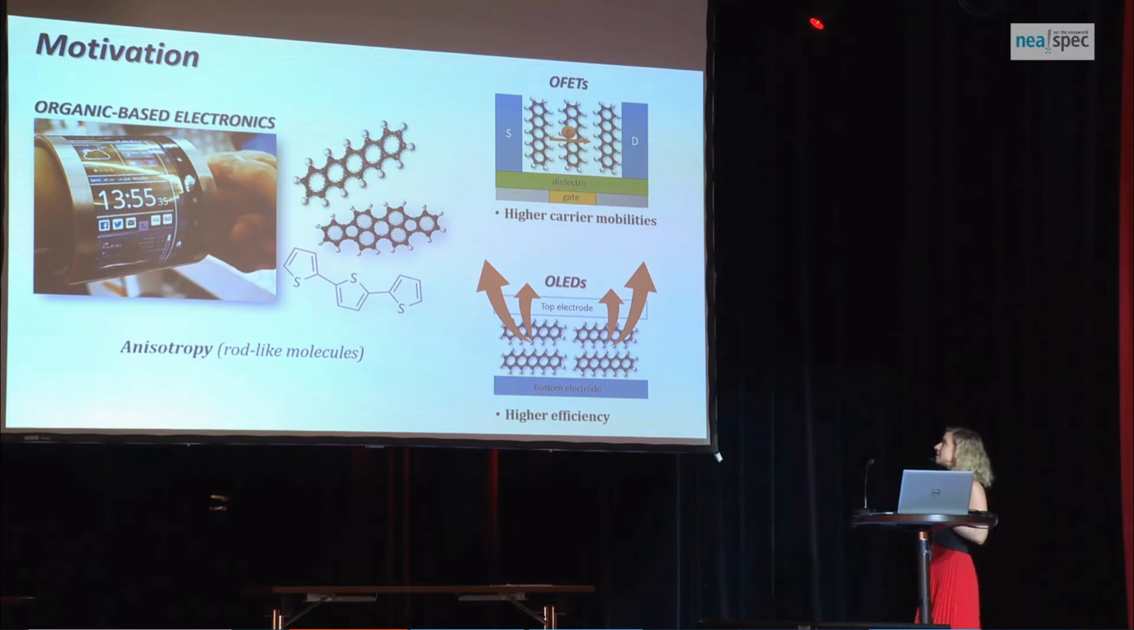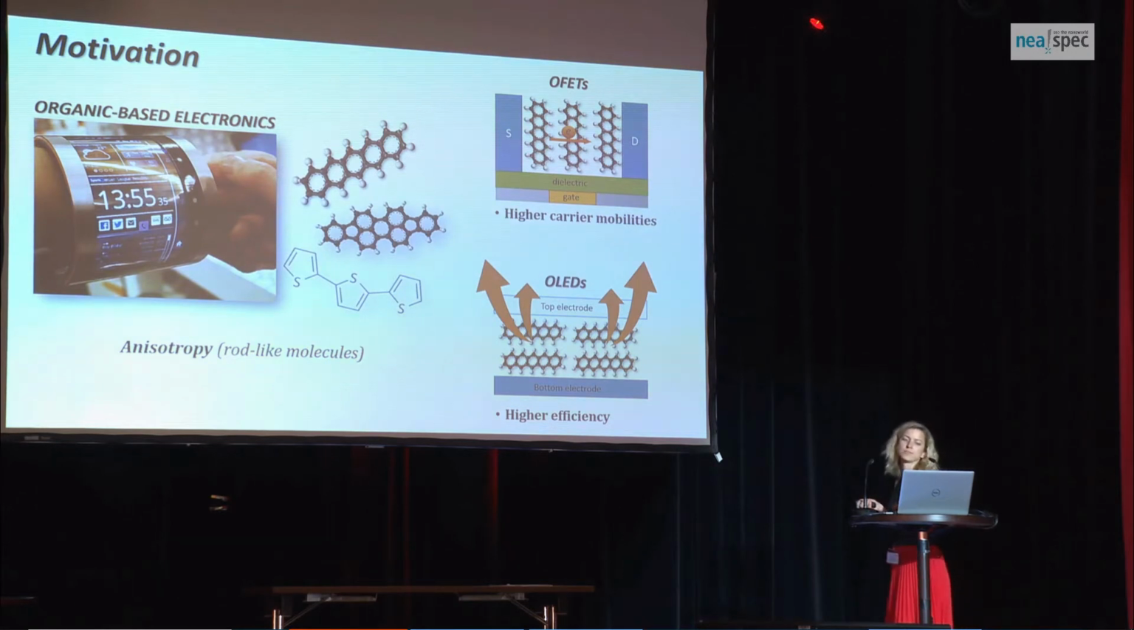So from these two pictures, you can imagine that the molecular orientation is a very important parameter. In your organic layer, you want to have just one certain orientation of your molecules. And the defects in the molecular orientation will deteriorate the efficiency of your devices.